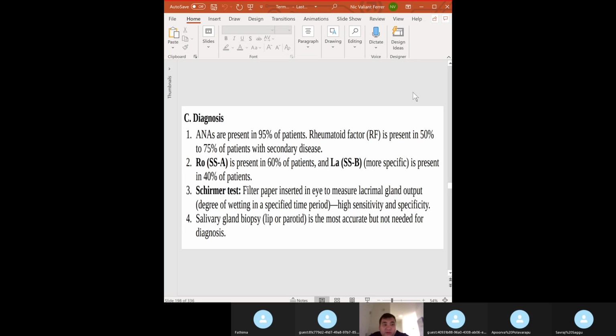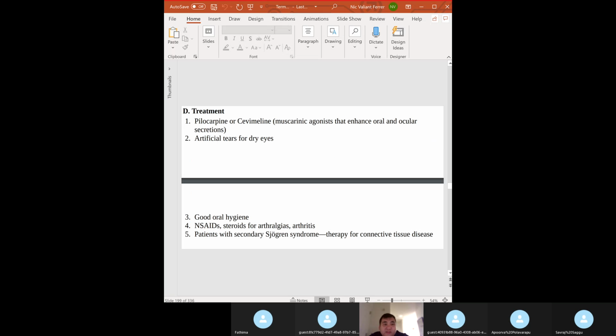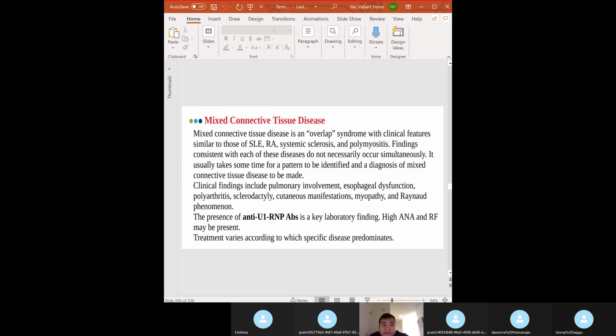What's the treatment for Sjogren's? Pilocarpine, of course, a muscarinic agonist that enhances your oral secretions, artificial tears, good oral hygiene and NSAIDs, and if there's secondary involvement, therapy for the connective tissue disease. What do we mean by mixed connective tissue disease? It's an overlap, similar to SLE, RA, systemic sclerosis, and polymyositis. How are we going to differentiate this one from others? We have the anti-U1 RNP antibodies. That's a key laboratory finding.